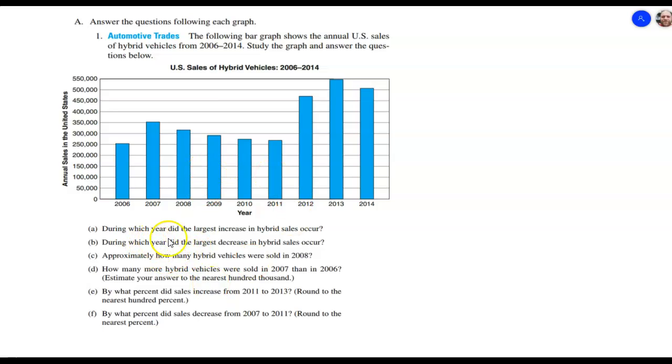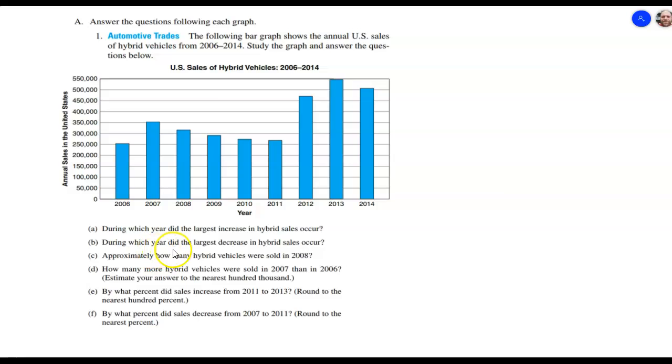So the first one says, during which year did the largest increase in hybrid sales occur? So basically we're looking from one year to the next, where the next is much larger than the first one. I would say pretty easily we can see that from 2011 to 2012, this is the largest increase, right? From one year to the next going up. So 2012 would be my answer for this first question.